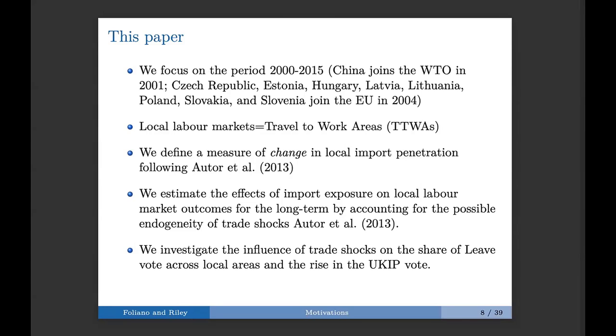So what we do in this paper, as I said, is focus on the period 2000-2015. During this period, we know that China joined the WTO and the A8 joined the EU. But as I said, their productivity growth had started way before then. The local labor markets, our unit of analysis, are travel to work areas. This is how we define our local labor markets. We define a measure of change in local import penetration that follows Autor, Dorn, and Hanson, who have a seminal paper on the effect of import exposure on the US manufacturing sector. And we estimate the effect of import exposure on local labor market outcomes in the long run by accounting for possible endogeneity of this trade shock. That is, we use an instrumental variable estimator. And we investigate the influence of trade shocks on the populist vote.